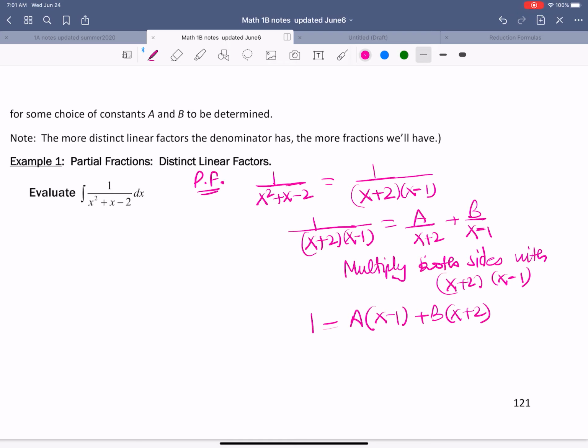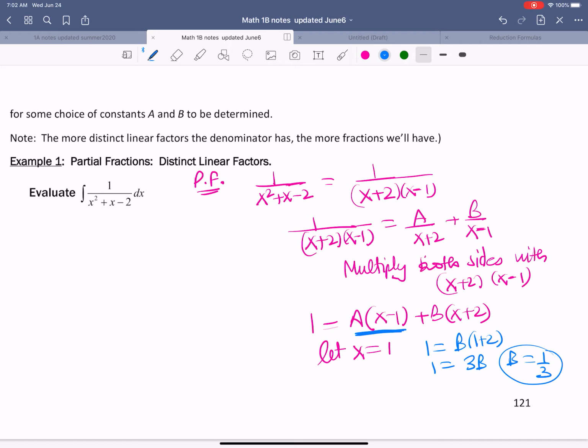Now at this point, we can distribute A inside the parentheses, B inside the parentheses, and then equate the coefficients of x and the constant terms, or we can use clever substitution. So I'm going to let x be equal to 1. The benefit of doing that is this factor will turn into 0, and I would be able to find out my B. 1 is equal to 3B. B comes out to be 1/3.